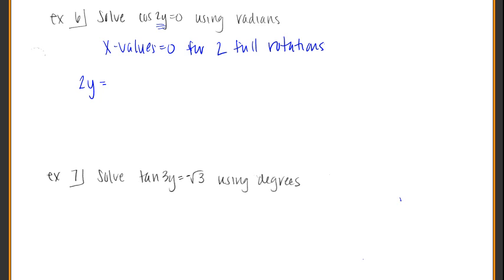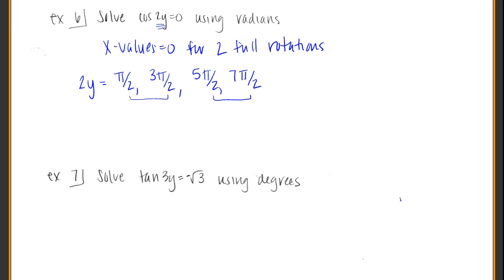Well, that's going to be right there along the y-axis. So the first time is at pi over 2. The second time is at 3 pi over 2. And then we have 5 pi over 2 and 7 pi over 2. So the first pairing is in that first rotation. The second pairing is in the second rotation.